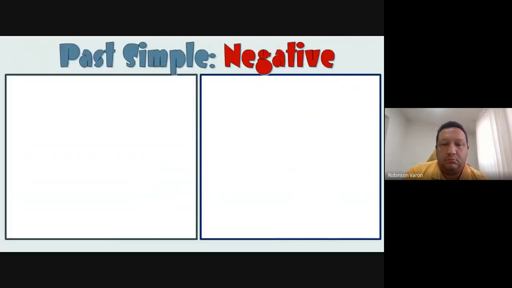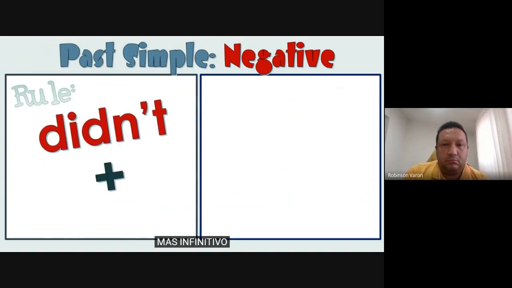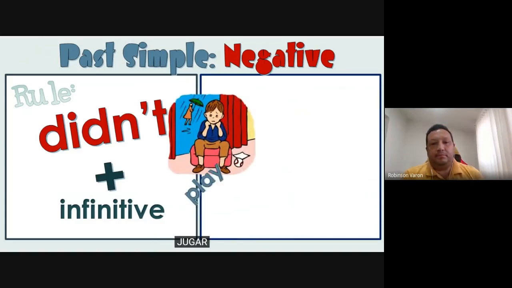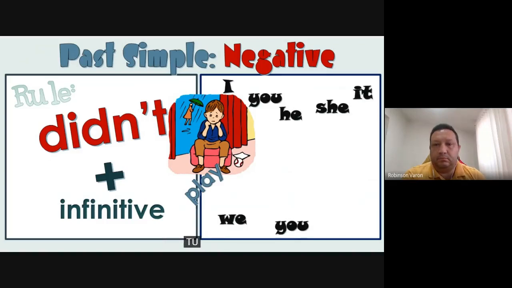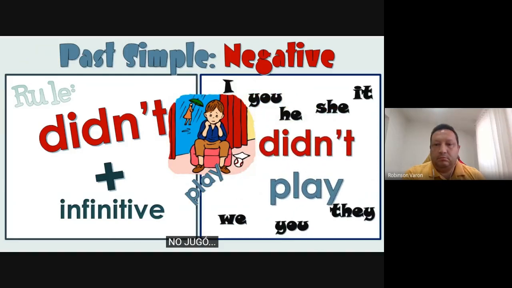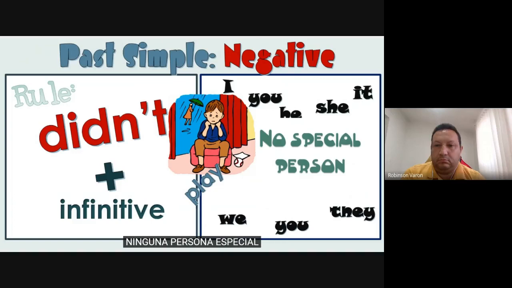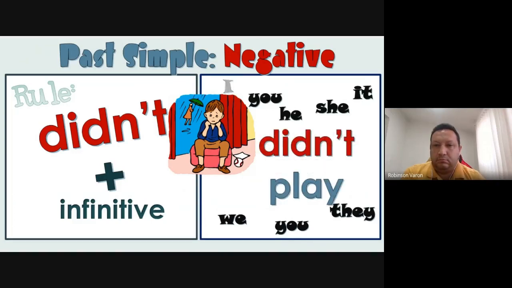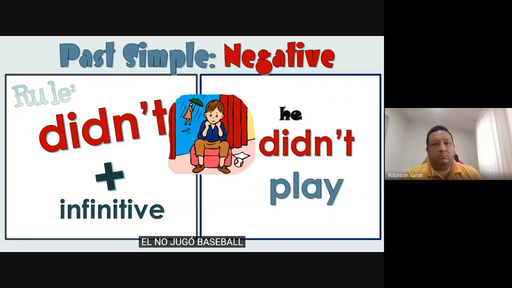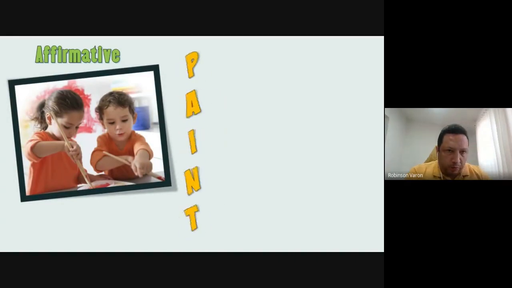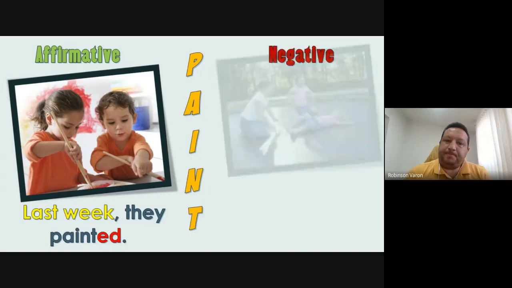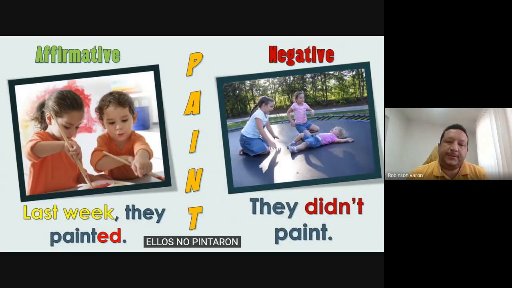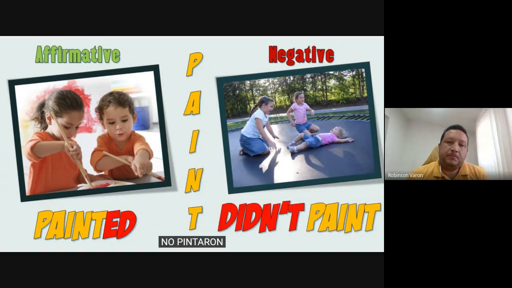Past simple, negative. Rule: did plus not, didn't, plus infinitive. Play. I, you, he, she, it, we, you, they didn't play. No special person. He didn't play baseball. Affirmative. Paint. Last week they painted. Negative. They didn't paint. Painted, didn't paint.